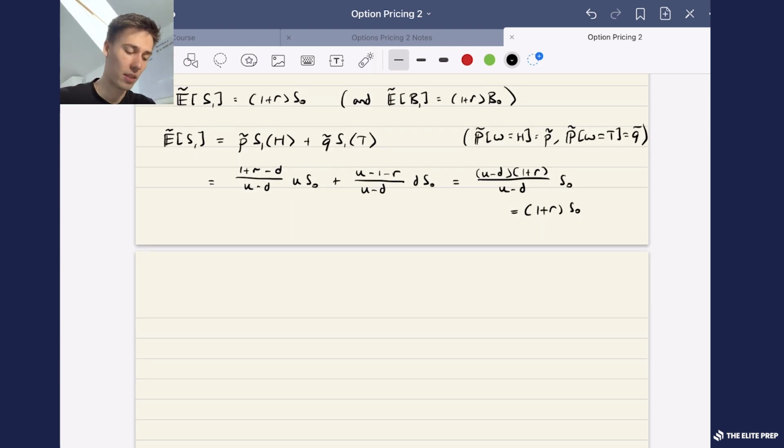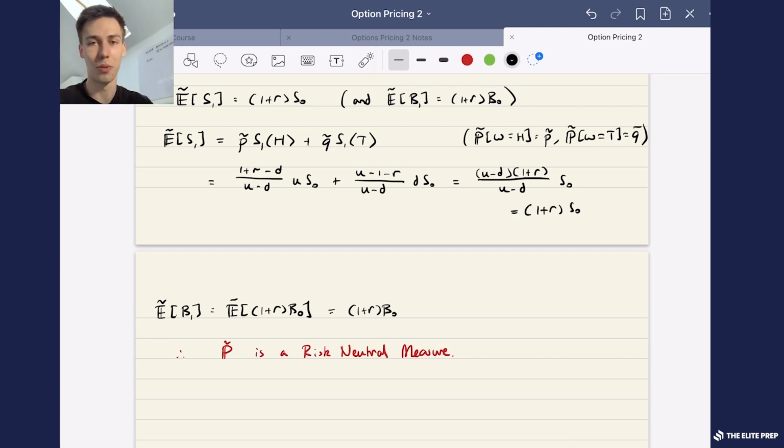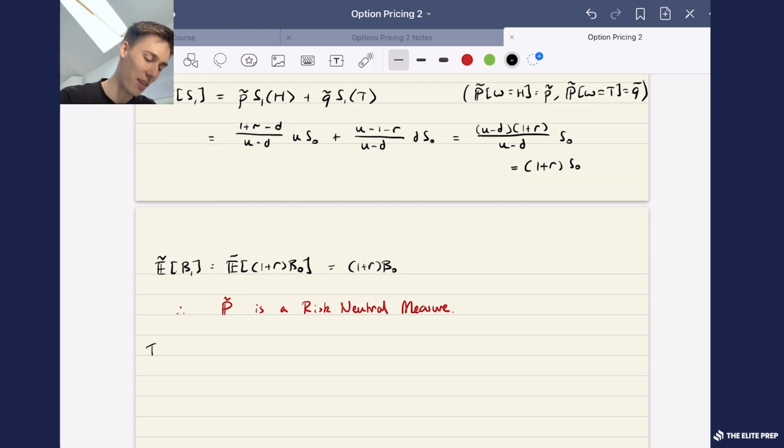For the bank account, this is immediate, because the bank account has a deterministic return rate, so the expected value of B1 is just equal to 1 plus r times B0, because 1 plus r times B0 is a constant. So we've shown that P tilde is a risk-neutral measure. What we've shown in a simple case is the following theorem.